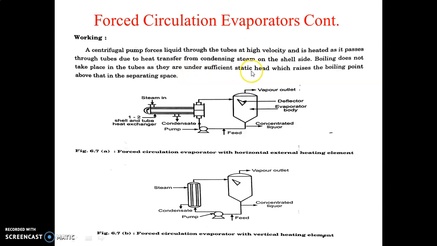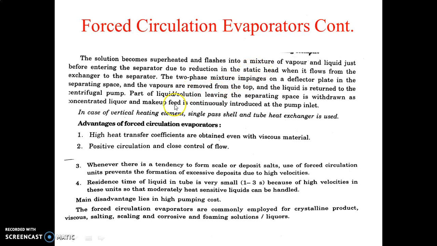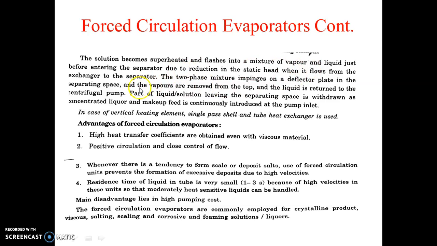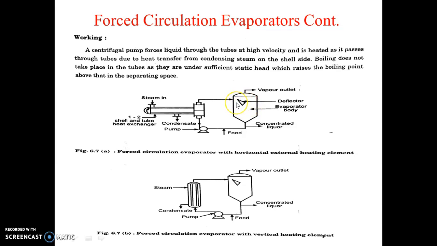Then when you have sufficient static head, that means you have created a static pressure or head, the liquid will rise through the separator and then the solution becomes superheated. That means instead of boiling, it is converted directly into vapor form, and that is fed to this deflector. So the deflector separates the vapor and liquid, and then this liquid is returned in this pipe. Part of that liquid is taken as concentrated liquor and the remaining part is again mixed with the feed, and the same cycle repeats.